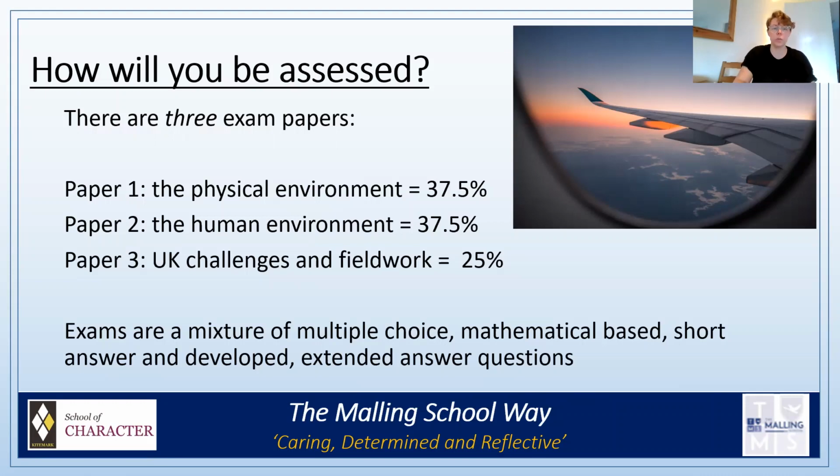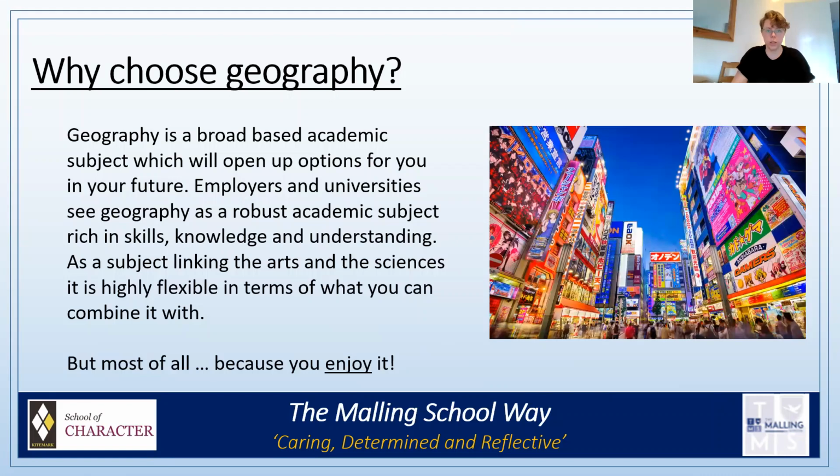So finally, if you're still wondering why to choose geography at the Malling School, the main points are that geography is a broad-based academic subject and it will open up options for you in the future. Both employers and universities see geography as a very robust academic subject, which is really rich in skills, knowledge and understanding. As a subject linking the arts and the sciences, it's highly flexible in terms of what you can combine it with as well. So for whatever future path you may want to go down, if you know yet or if you don't, geography can fit in there somewhere.